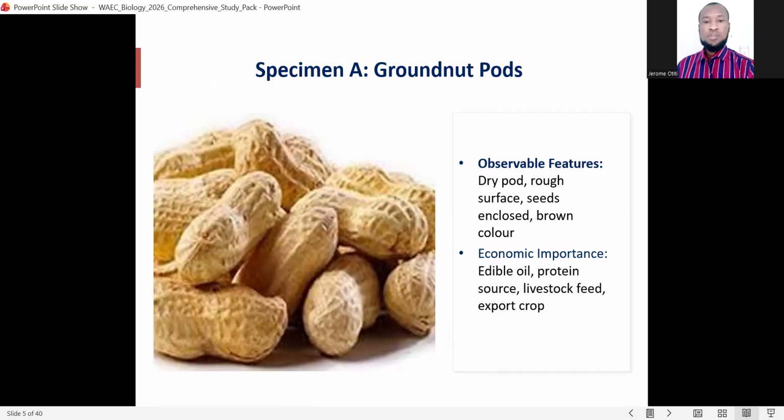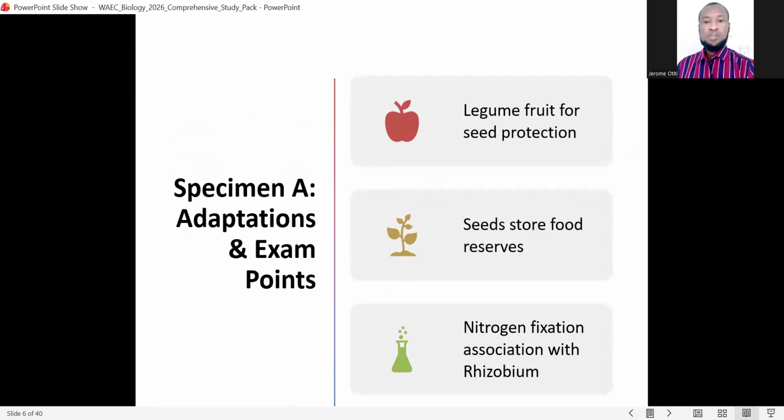Okay, observable features. How do you know it's a groundnut pod? So you're able to know the observable features and the economic importance.